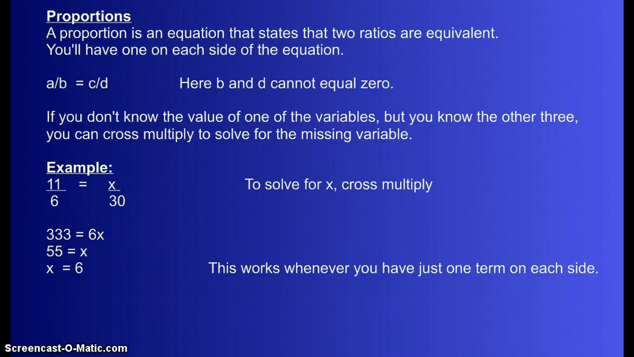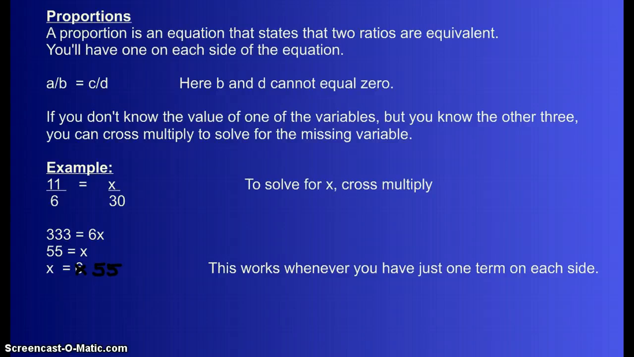So you would multiply 11 times 30 and set it equal to 6 times x. That is 330 equals 6x, or 55 equals x when I divide it by 6. Let's just get rid of that. There, that was corrected. I don't know what happened with my typing there.